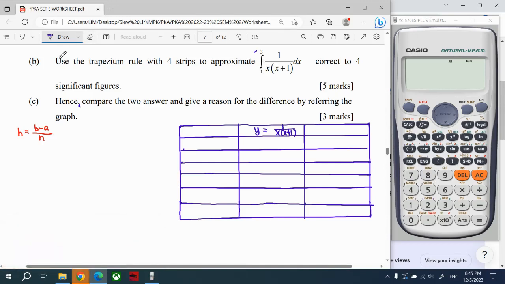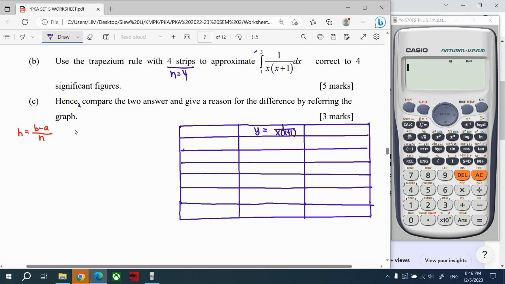For this question, use the trapezoidal rule with four strips to approximate this integral correct to four significant figures. So when you have four strips, it means n is equal to 4. Then look at this integral to apply the trapezoidal rule.